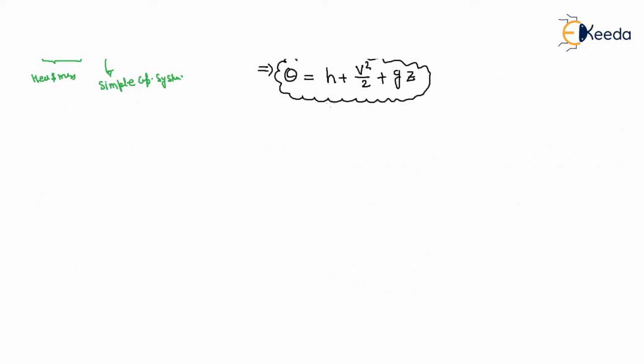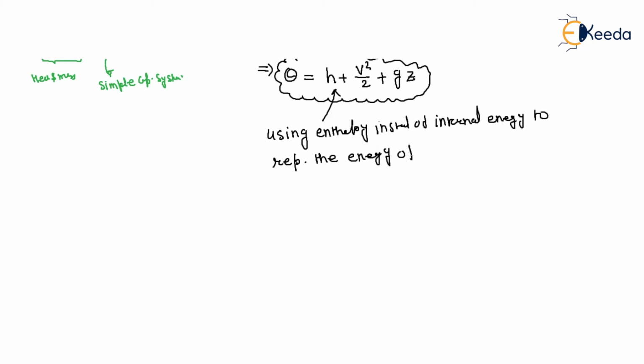So using enthalpy instead of internal energy to represent the energy of a flowing fluid. That means in the place of internal energy, we put enthalpy, that is enthalpy plus kinetic plus potential energy, instead of internal energy, represents the energy of the flowing fluid.